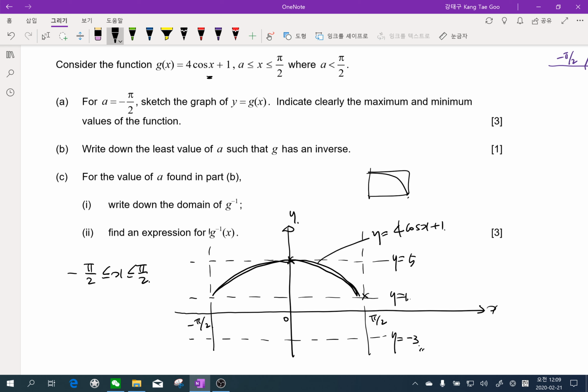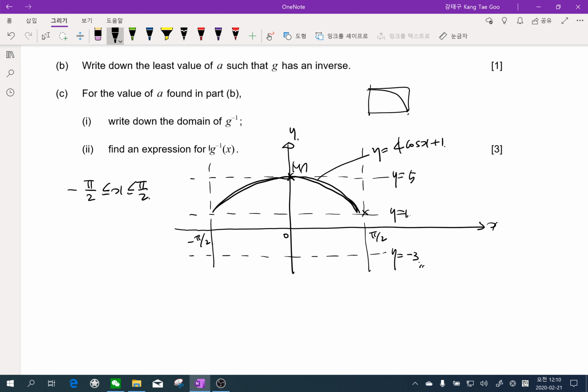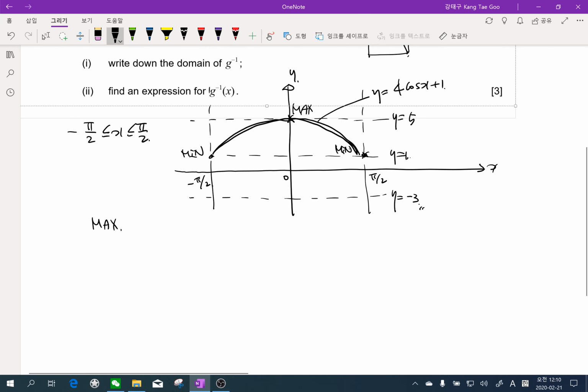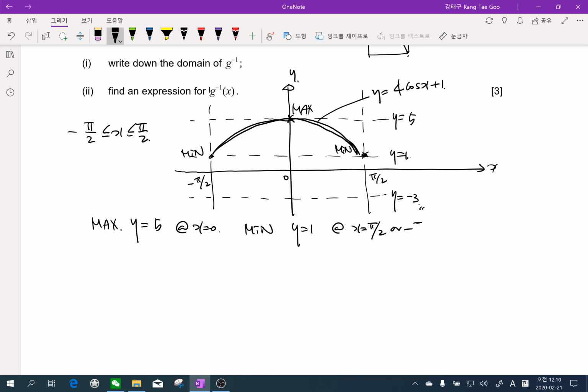Then, okay, indicate clearly the maximum and minimum values of the function. Yeah, this is the maximum. Here we have max, and then here we have minimum. We have two identical minimums, so that maximum value only, right? Maximum y is 5 at x is 0. Minimum y is 1 at x is pi over 2 or negative pi over 2.